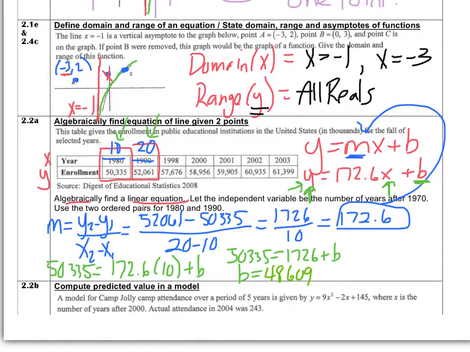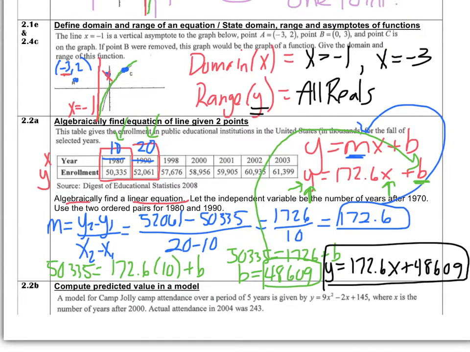48,609. Therefore, we can take this value right here, plug that back in for our b, and then write the final equation for our line, which will end up being y equals 172.6x plus 48,609 is the final answer. And in this case, remember, x stands for the number of years after 1970, and y will give us the enrollment in thousands.